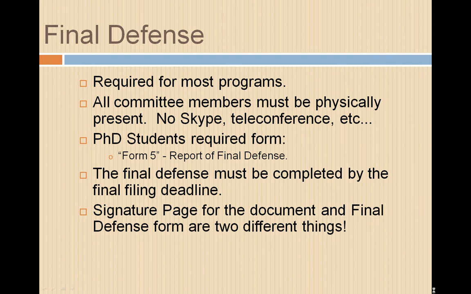Ph.D. students complete a required form, which is the Form 5, Report of the Final Defense. You don't need to inform the graduate division before the defense occurs. We just need proof that it happened and that it was passed. So that's what this form is for. It's available on our website also. The final defense must be completed by the final filing deadline. So if the deadline is December 10th, you need to have your final dissertation submitted, and the defense has to be completed by that time as well.